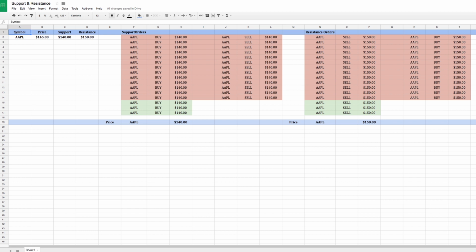Let's say a few weeks later, a large sell-off of Apple occurs, and there's a lot of sellers wanting to sell Apple. Now these sellers will run into the huge amount of buyers that there are.